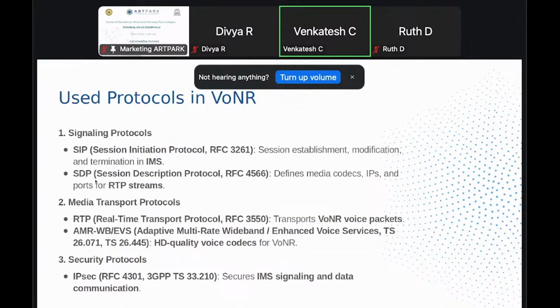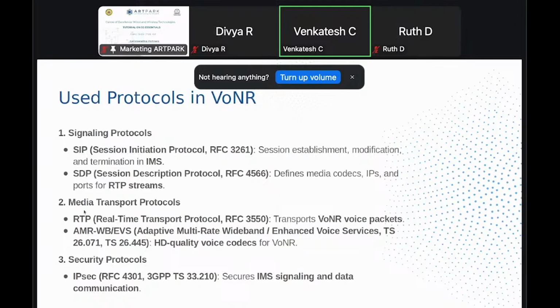This protocol defines the media codecs and the IP and ports for the RTP streams, and it ensures proper media session setup. Like when a caller dials from one user to another, at that time an INVITE message will be transferred between the SIP server and client. Inside the SDP we can find parameters like what codecs it will support, what is the IP of both users, and on which port the mobile opened the RTP client. Everything will be shared in this.